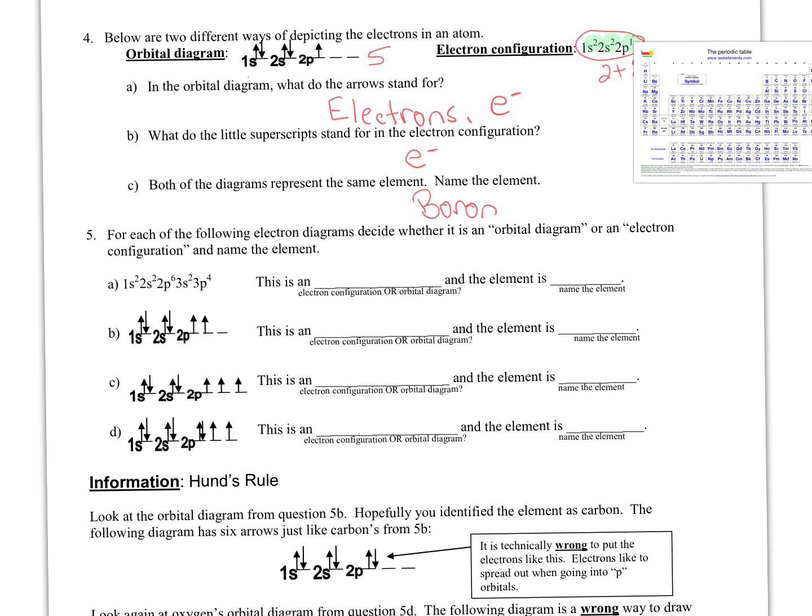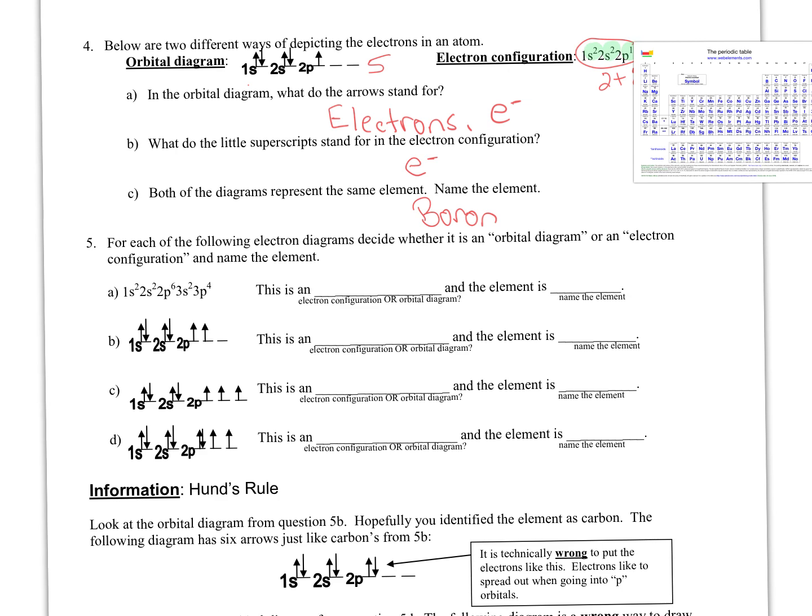All right, now it tells me, for each of the following electron diagrams, decide whether it is an orbital diagram or an electron configuration. And then, who is it? So here we have A, that is definitely an electron configuration. So let's just circle, or should we highlight? Let's circle it. Electron configuration. And the element is who?